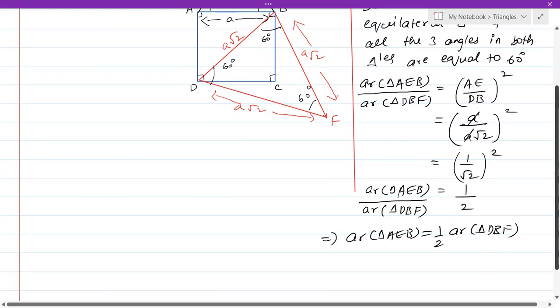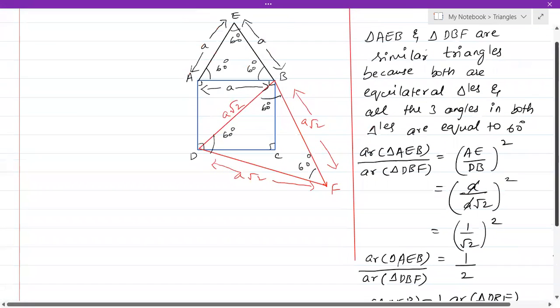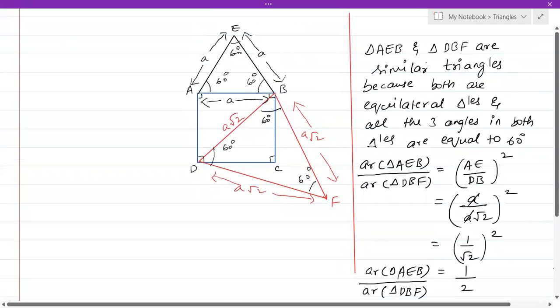So we have proved the result. One triangle was formed on the side of a square, the other one was formed on the diagonal of the square. So this is how the figure looks. In that, we have proved that the triangles are similar because both are equilateral triangles. All the three angles are equal. Therefore, they are similar.